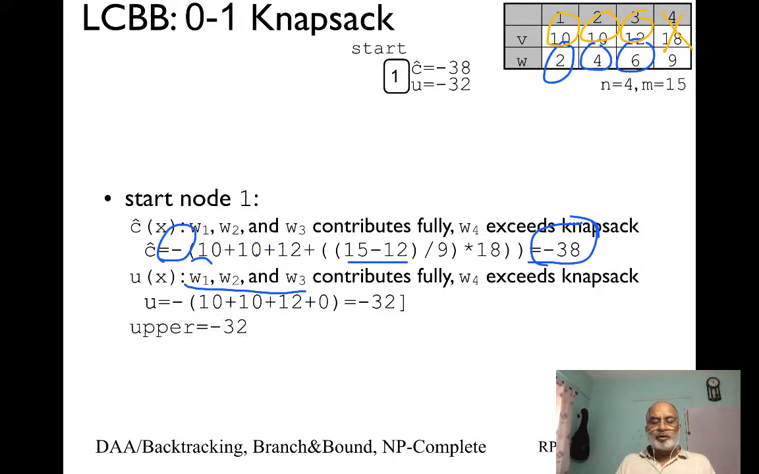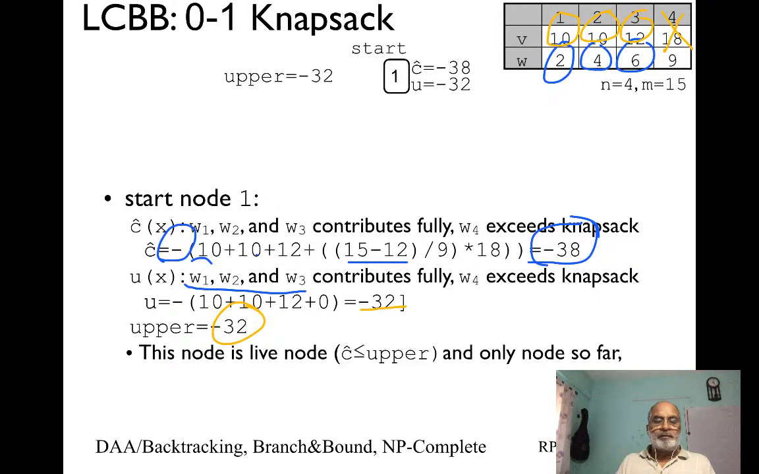Now this is the only node so far. We add this, and since upper is an initialization, we see the upper value is minus 32. First time computing, we initialize that. Now we need to explore this. This is the only live node available right now. This is not a leaf node. So how do we start exploring?